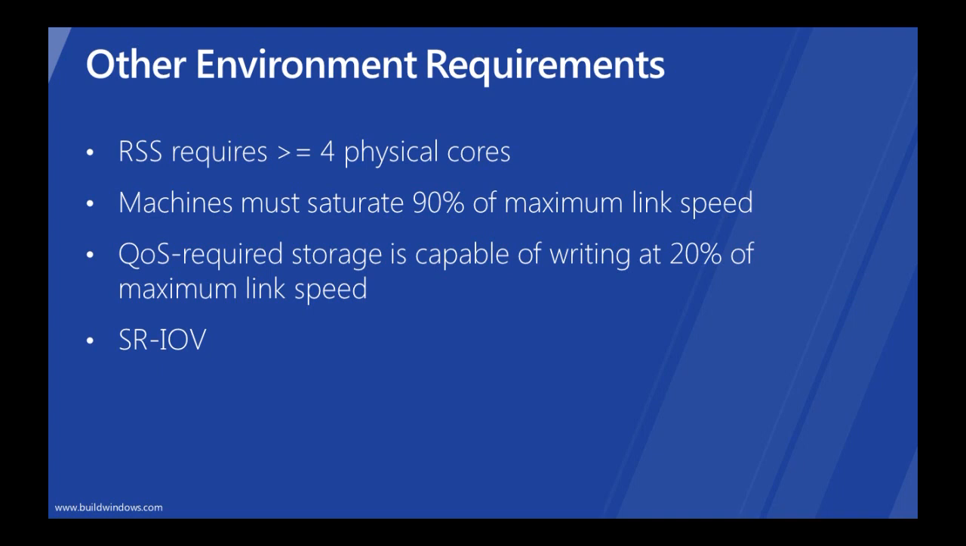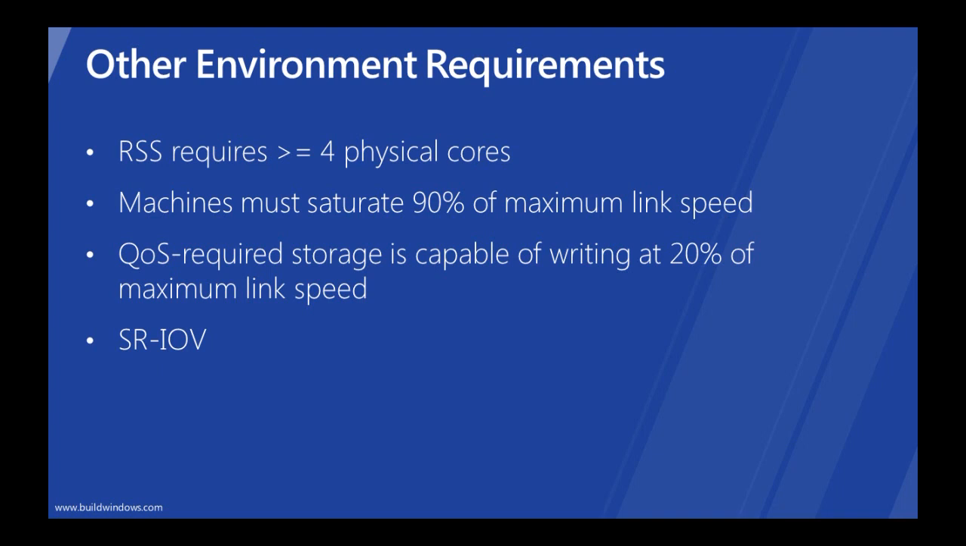The next requirement is that the machines that run the tests must be able to saturate 90% of the maximum link speed of the network adapter. This is because some of the QoS tests test bandwidth reservation, and in order to test bandwidth reservation, we need to fully saturate the link to make sure that the algorithm is doing the right thing. So we've set the bar pretty high at 90% of the maximum link speed.